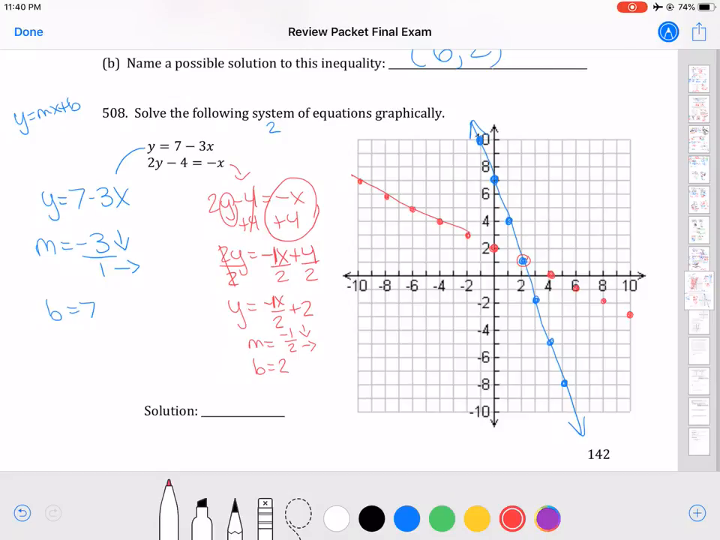And again, no shading, no solid or dashed. These are equations, so I just connect it with a regular line, arrows at the end. If you need more time to graph it, just take a second to pause this. But I'm going to go ahead and talk about the solution.